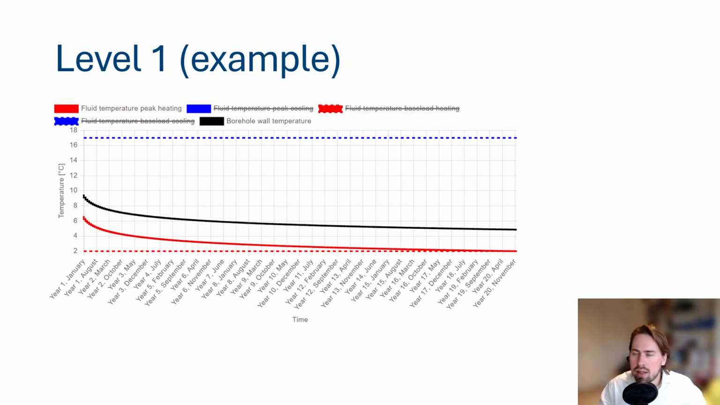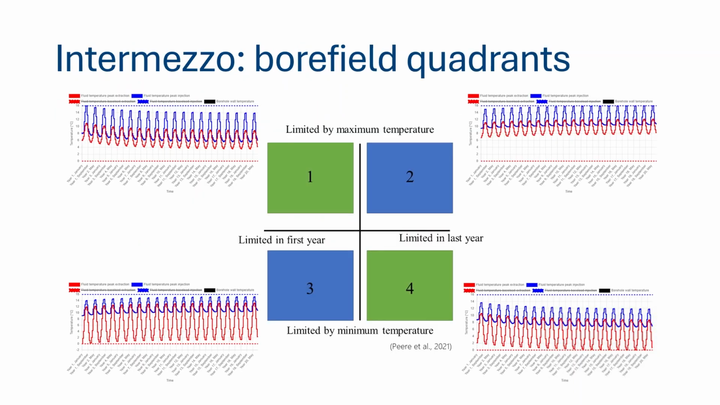So level 0 and level 1 are rather straightforward. But for the other methods, we're getting a little bit more accurate. And before we dive into them, let's jump back a little bit, bringing again to your attention the borefield quadrants. Now, if you have not watched our video related to this subject, it's linked in the video description below.